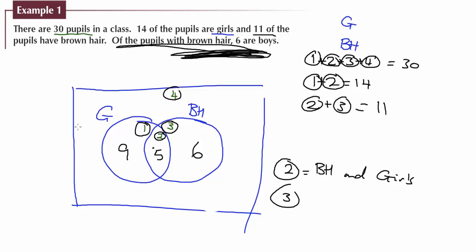Can you see? So I need to finally, but I know there's 30 pupils in the class. Bang, 10. Does that make sense? So that's how you fill it in.